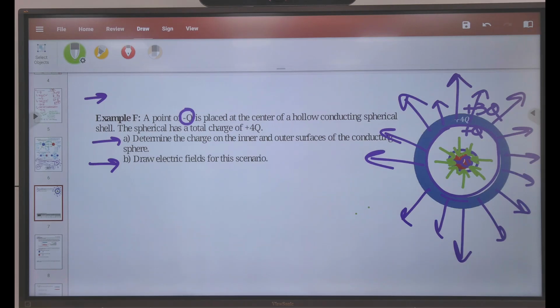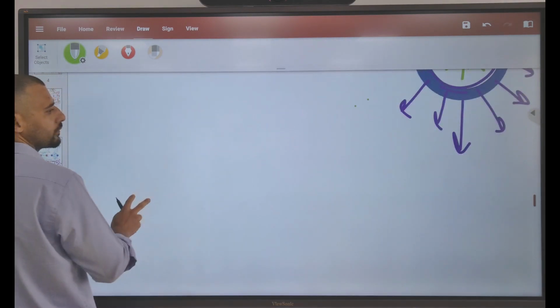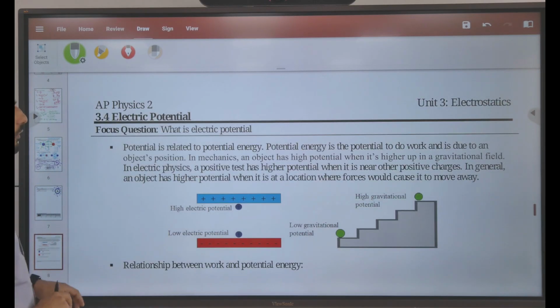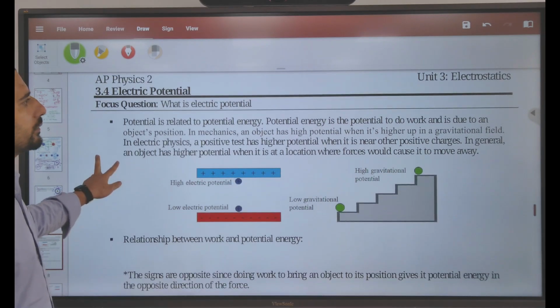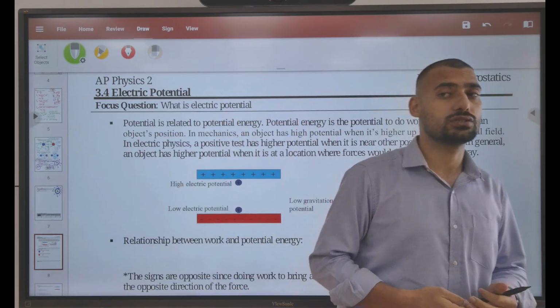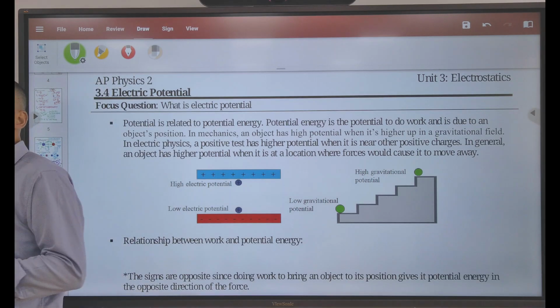Okay, this completes the concept of the electric fields, okay? Now, we have another important term in electrostatics, and that is the electric potential, okay? The question is, what is electric potential?